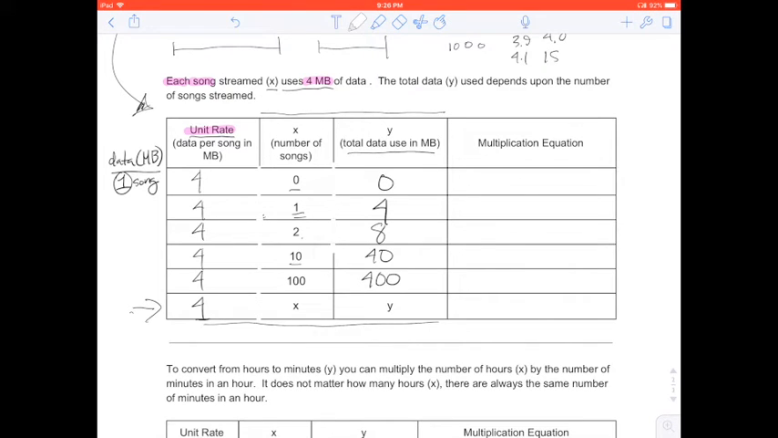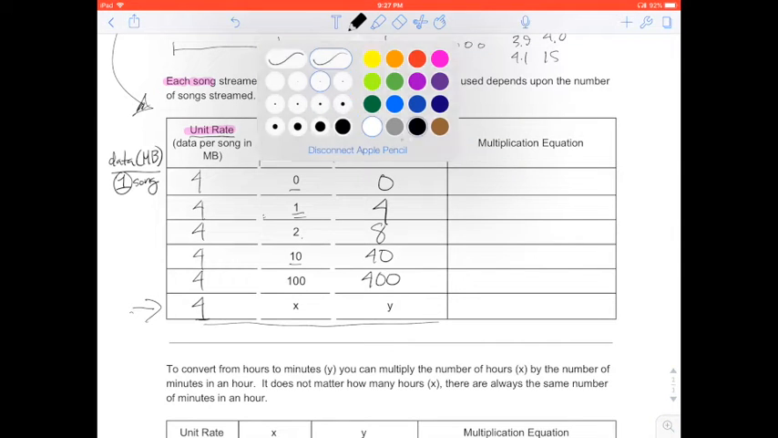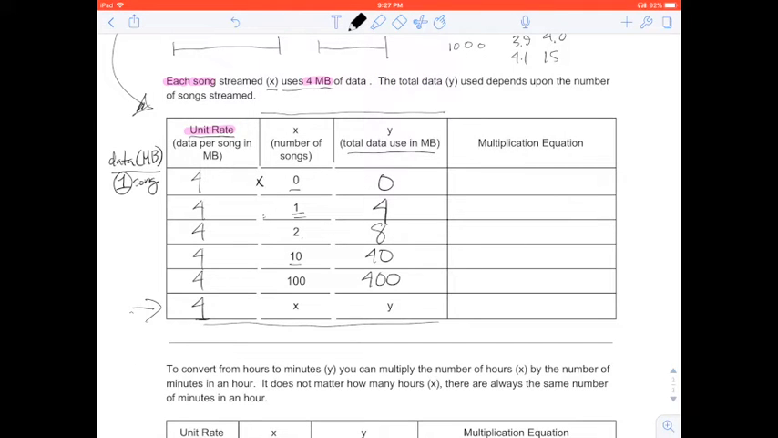So I'm just going to do this twice to highlight what it is that we did before. I'm multiplying my unit rate times the number of songs to get the total data. Unit rate, data per song, times the number of songs equals the total data use. Data per song times number of songs equals total data use.